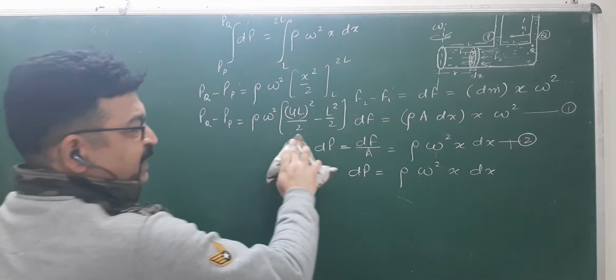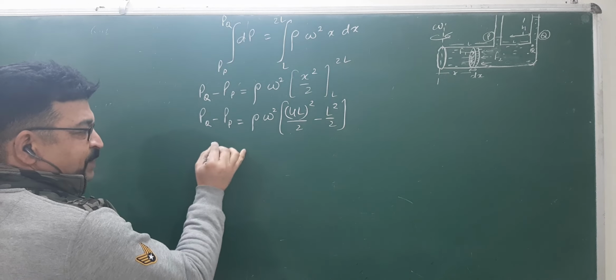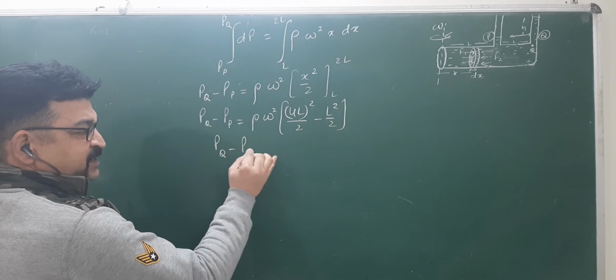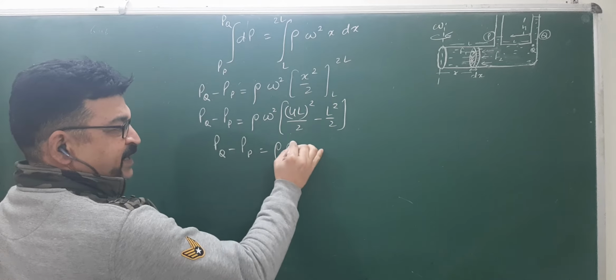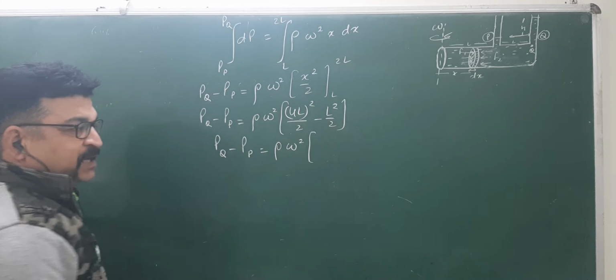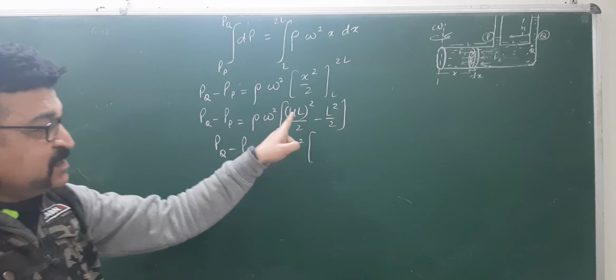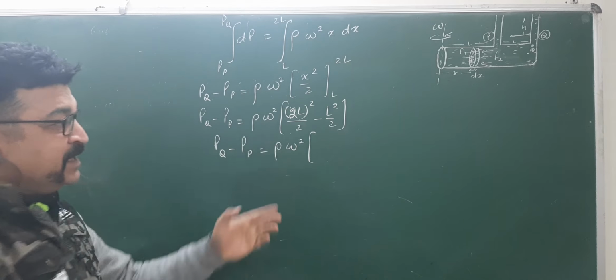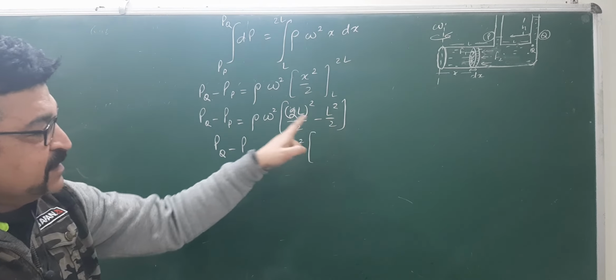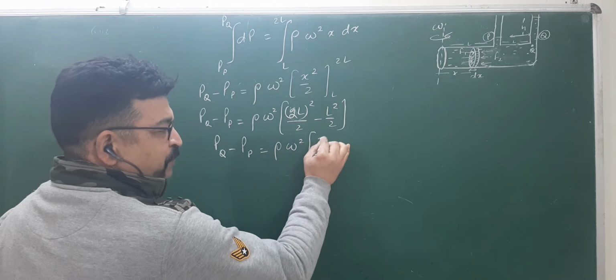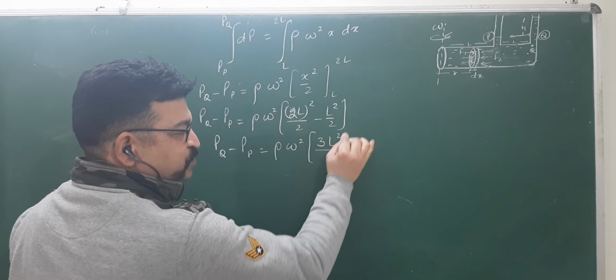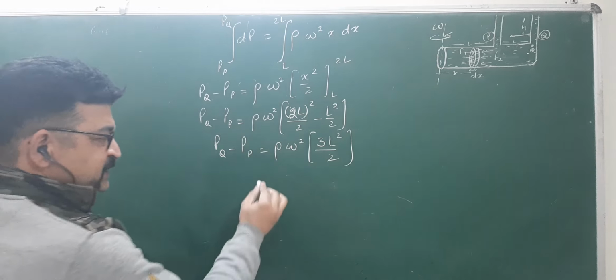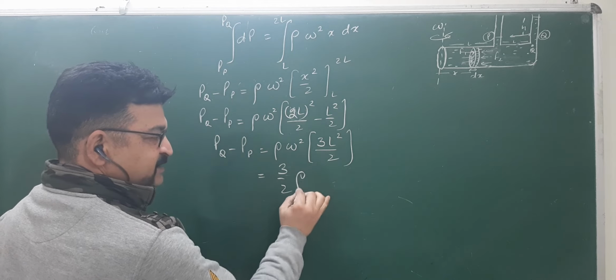So finally, what pressure difference do we get between these two points? It is 4L square by 2 minus L square by 2. So what do you get? You get 3L square by 2. So the net pressure difference is rho omega square times 3L square by 2.